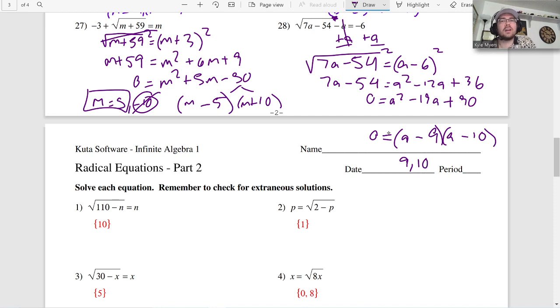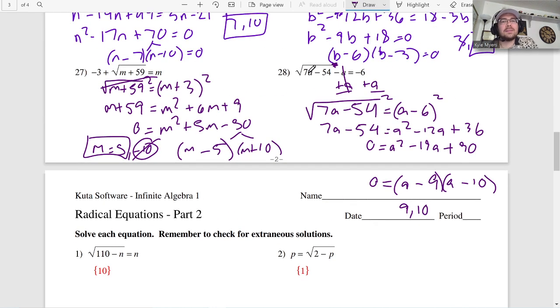We have to make sure they work. Let's see if they work. 9 times 7 is 63. Minus 54 is 9. Square root of 9 is 3. 3 minus 9 is negative 6. Yeah, that works. Okay, 10. 10 times 7 is 70. 70 minus 54 is 16. Square root of 16 is 4. 4 minus 10 is also negative 6. Okay, yeah. They both work. I was not expecting those both to work.